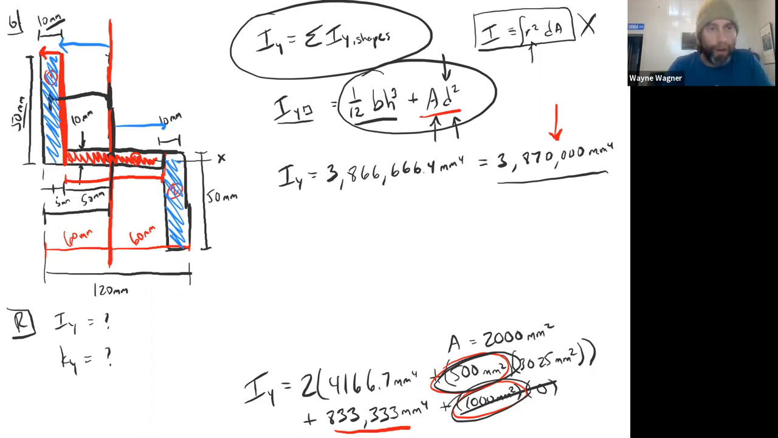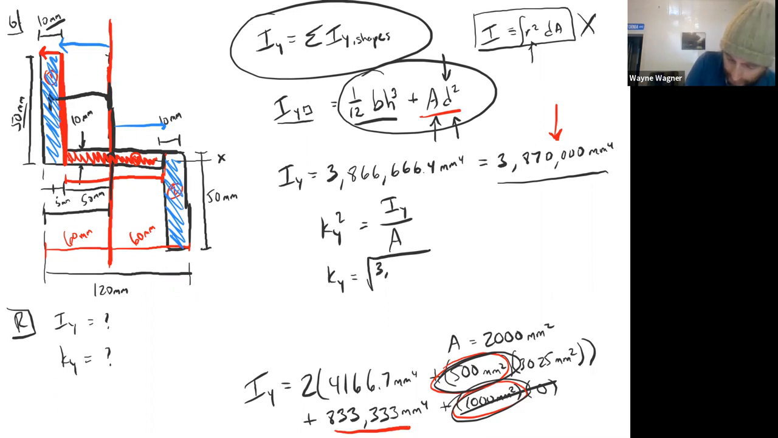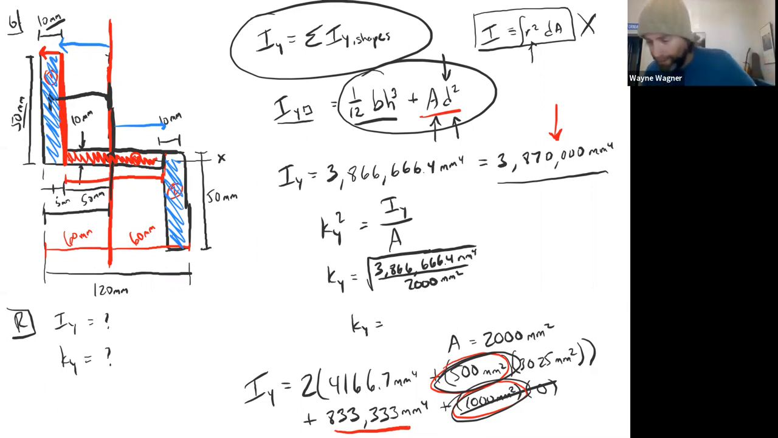So the way to get the radius of gyration is there's a formula for it. KY squared equals IY over the area. This formula is relatively simple. So KY is the square root of IY, which is this huge number, 3866666.4, and that's probably a rounding error there, divided by the area, which is 2,000 millimeters squared. It's basically just plugging in the calculator.